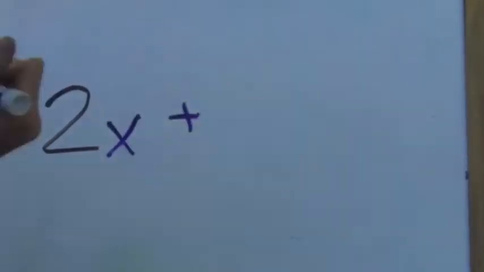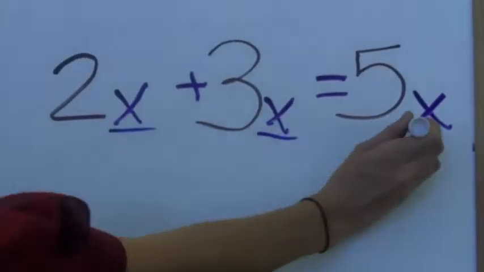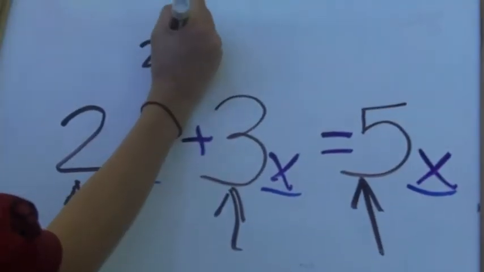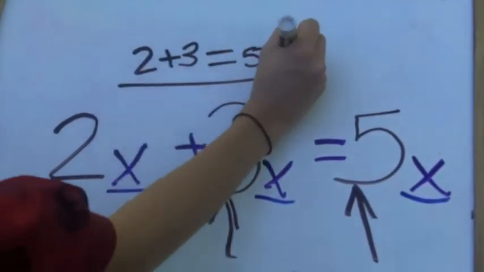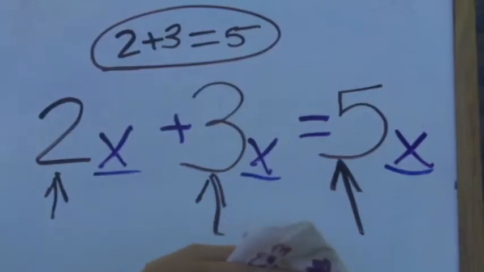We can add together 2x and 3x to get 5x. Because x and x are like terms, we can add together their coefficients 2 and 3. 2 plus 3 equals 5. So 2x plus 3x equals 5x.